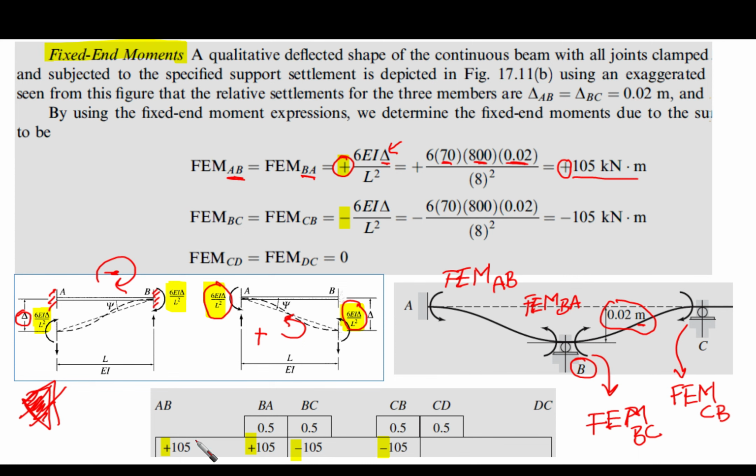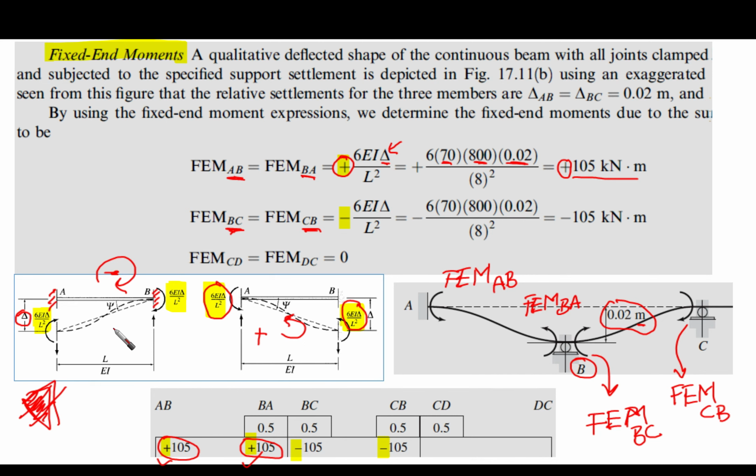So directly we are going to put it in our table. We are going to put positive 105 at point A and positive 105 at point B. Okay, so now we know about this and this. Now let's go to the second span, which is BC. In this span we have fixed end moment BC and CB, and it applies with this span.